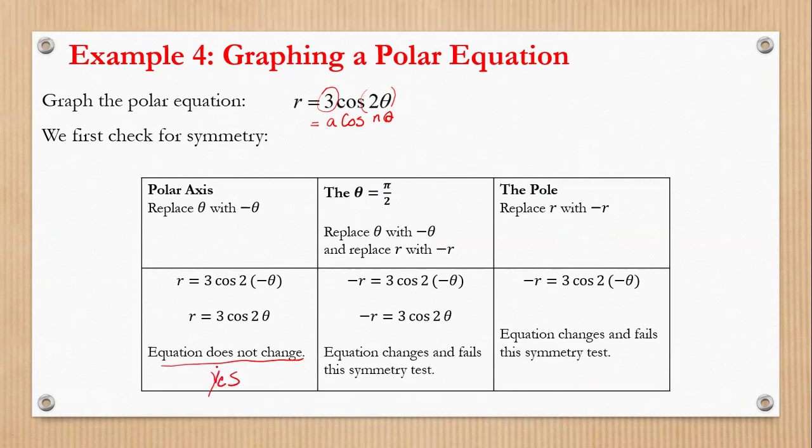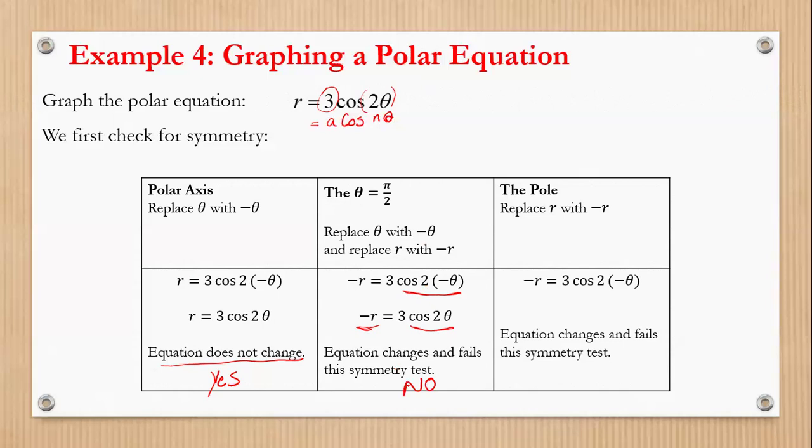For checking for symmetry about the y-axis, I need to replace both theta and r by negative theta and negative r. Since the cosine doesn't change, I still have cosine of 2 theta, but the r stays negative r. That means the equation changed, and it fails this symmetry test. So the answer is no, it's not symmetric about the y-axis.